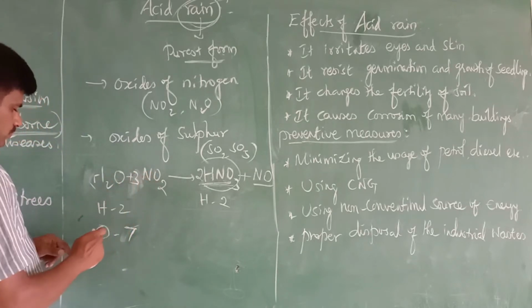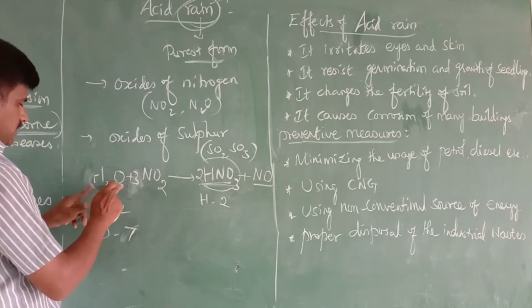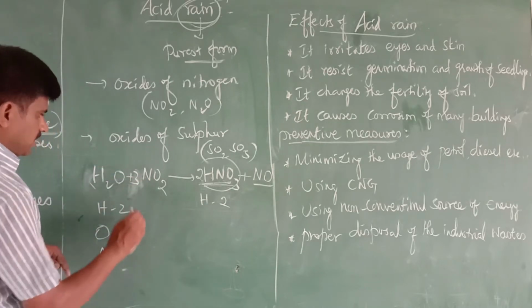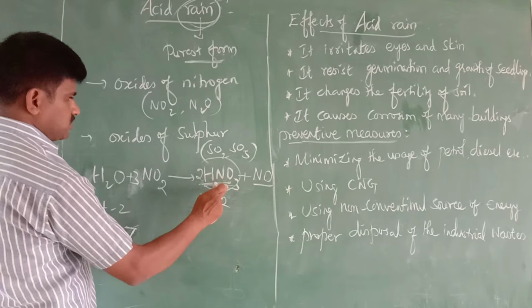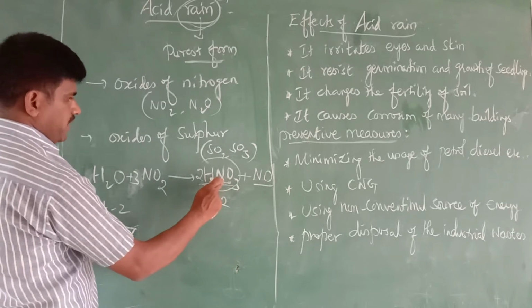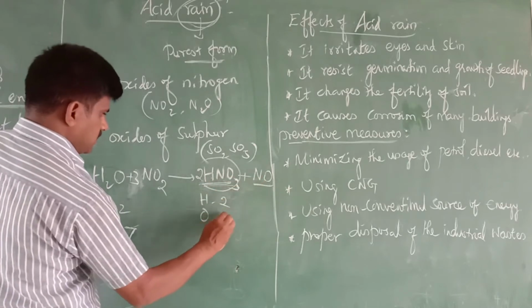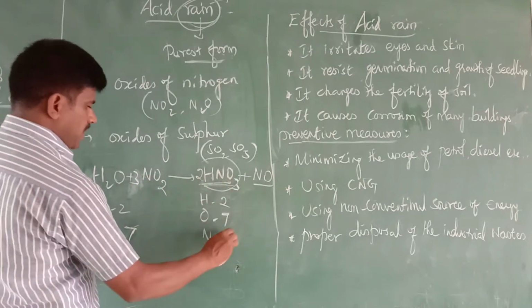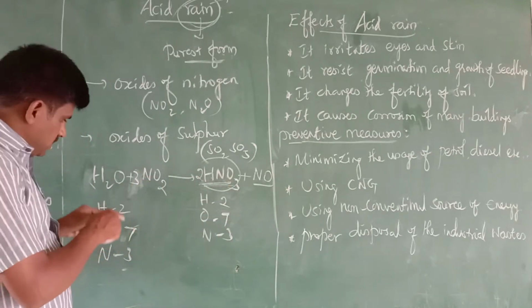It is 3 NO2. Oxygen of 3 moles is 6, here 1 oxygen, 6 plus 1 is 7. Nitrogen here, there are 3 nitrogen. On this side also, 2 nitrogen and 1 nitrogen. Oxygen is 7, nitrogen is 3 in the reactant, and in the product also 3 nitrogen. This is the balanced equation.